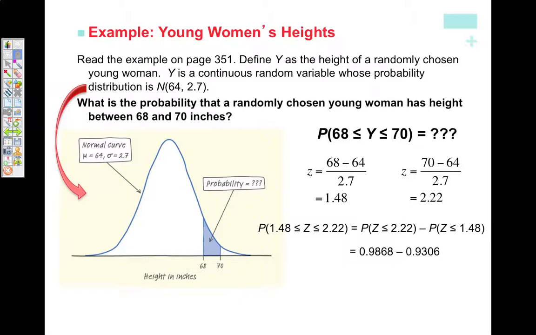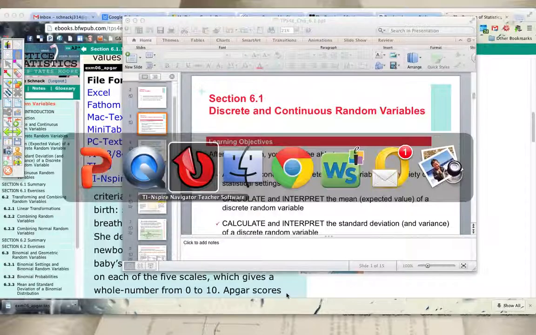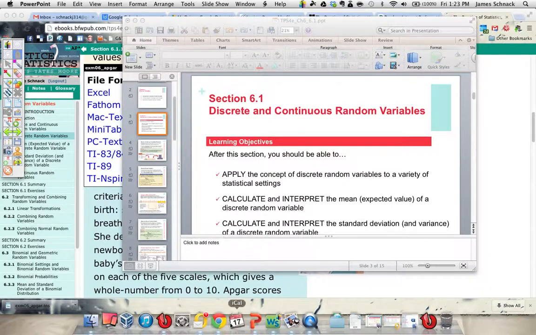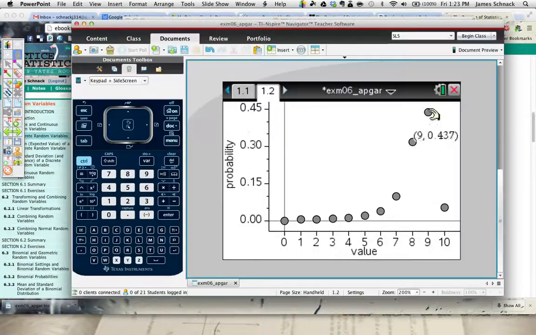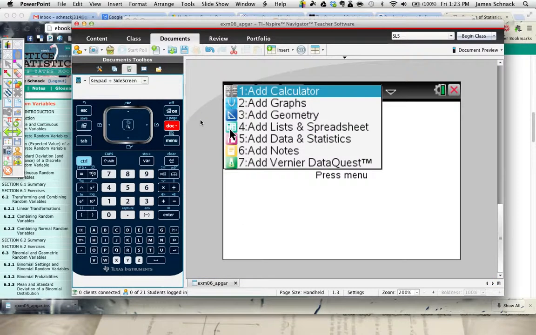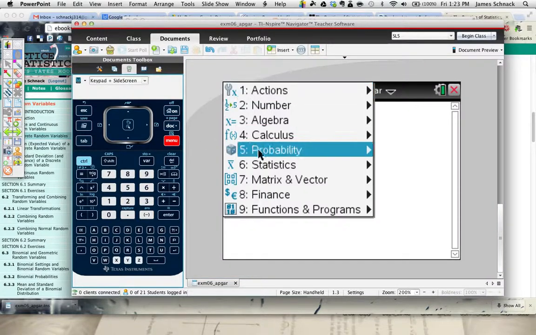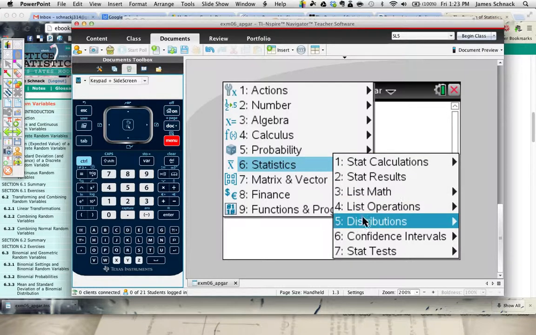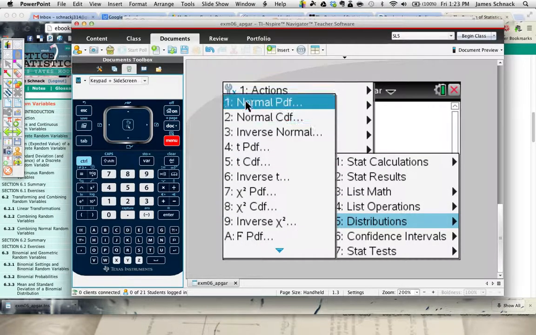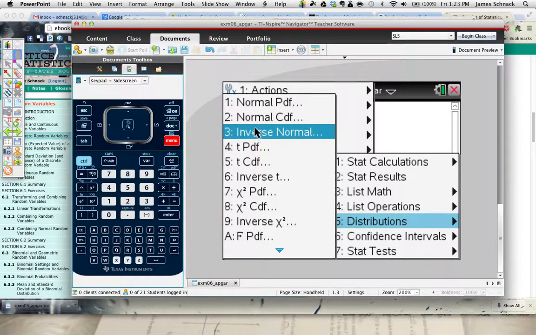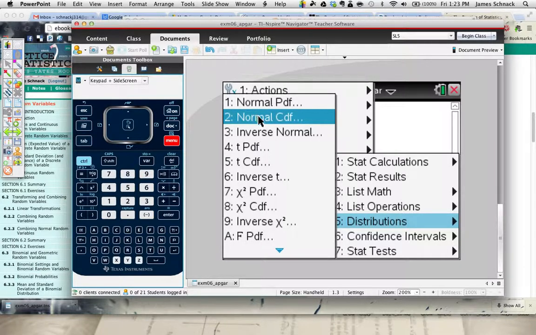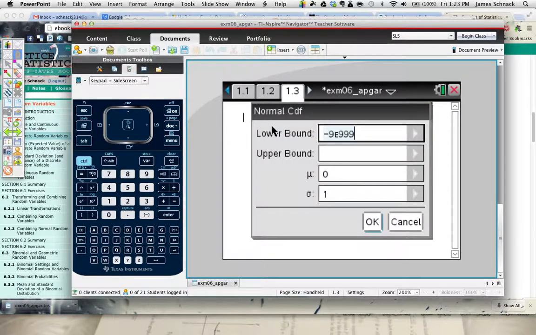Cool, that's how we do it by hand. Awesome, that's great. But how do we do it with our calculator? Let's go back and review that. So let me get my calculator out here. There we are. I'm going to add a calculator page. And where do we go? Do we remember? We go Menu, Statistics, Distribution, and we're going to go to Normal CDF. Remember, inverse normal is where we go when we know the percentage. Normal CDF is where we go when we know the data values and are looking for a percentage.